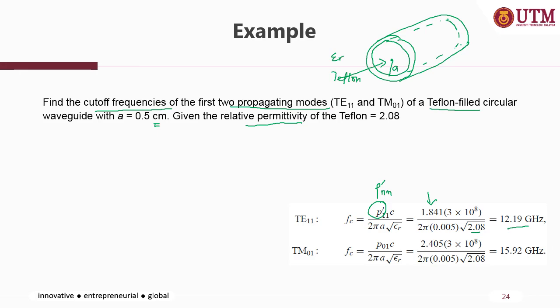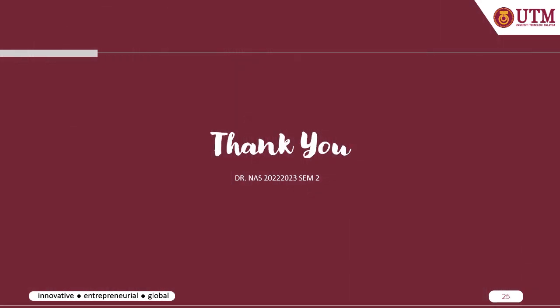The same steps apply for the TM01. However, remember that from the fundamental equation, you need to consider rho nm, so in this case n equal to 0 while m equal to 1. Refer to the table and get the rho value for n equal to 0, m equal to 1. From the table, you should get this value, and the cutoff frequency for the TM01 mode is equal to 15.92 GHz. Up to now, thank you.